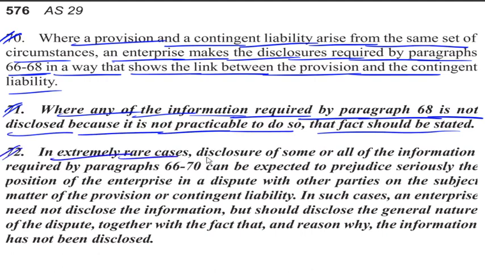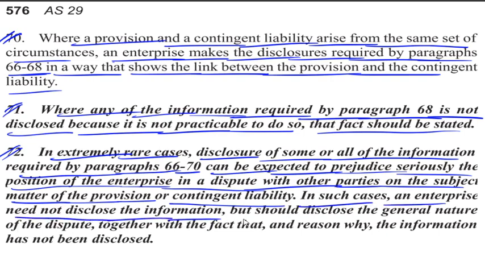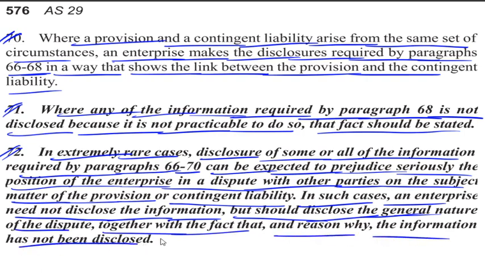In extremely rare cases, disclosure of some or all of the information required by paras 66 to 70 can be expected to prejudice seriously the position of the enterprise in a dispute with other parties on the subject matter of the provisions or contingent liability. In such cases, the enterprise need not disclose the information but should disclose the general nature of the dispute, together with the fact that, and the reason why, the information has not been disclosed.